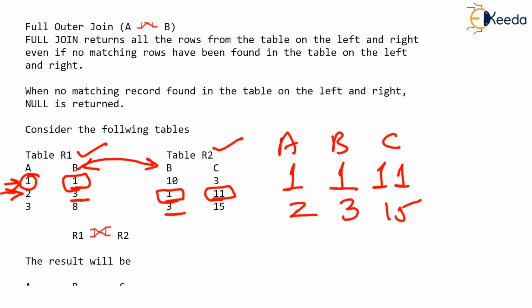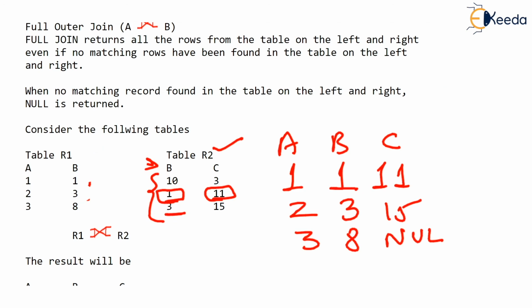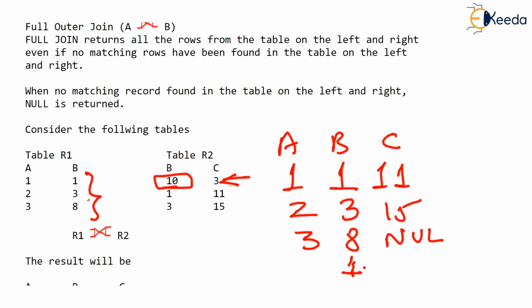What's the third row? This 8 does not get a match anywhere on the right-hand side, but this 3, 8 will still be shown and C will be shown as null. Well, this was only from R1's point of view. Remember, we are talking about full outer join. So what comes next? What we should do is that we should again check the R2 table. So let's check R2, first row. This 10 does not get any match over here. So still this 10 and 3 will be shown with null over here under B.